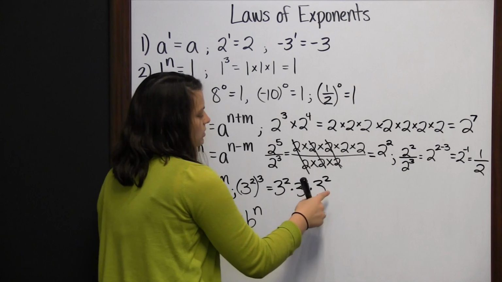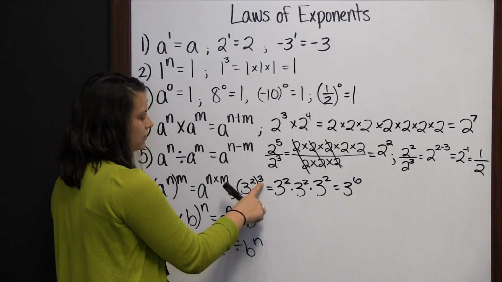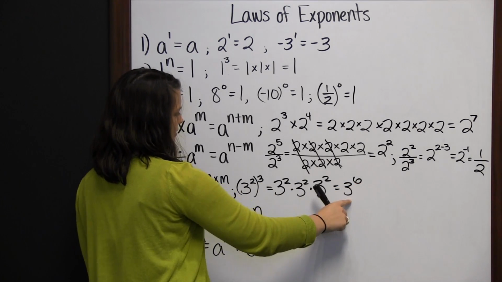3 squared times 3 squared times 3 squared is 3 to the 6th. So all you have to do is multiply your exponents. 2 times 3 is 6, 3 to the 6th.